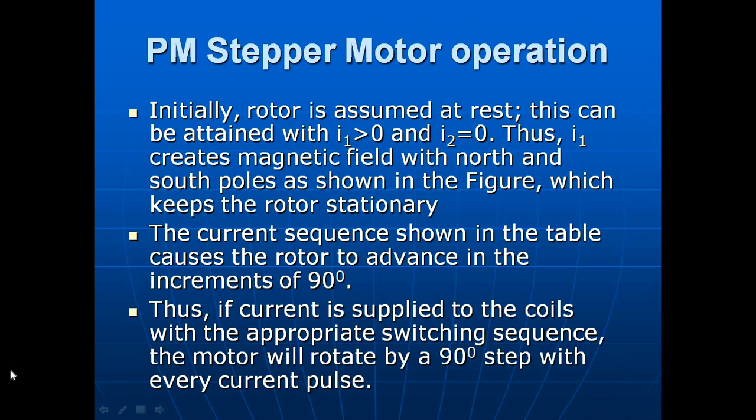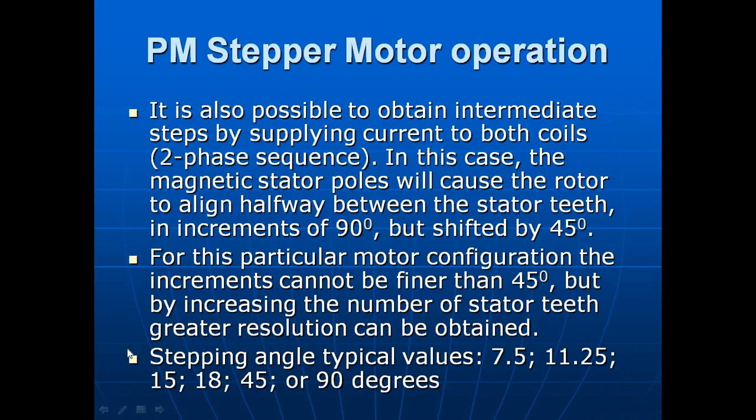Thus, the current is applied to the coils with the appropriate switching sequence. The motor will rotate by a 90 degree step with each current pulse. Then, permanent magnet stepper motor operation.